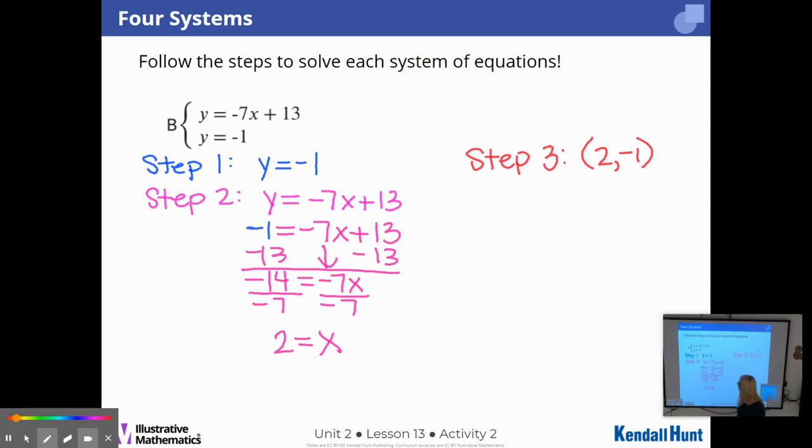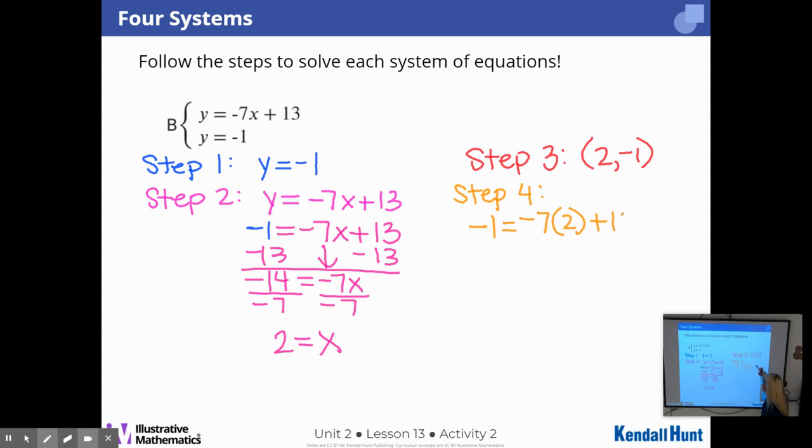All right. And so let's check that to make sure that it works. So step 4. Well, if I put -1 in for y, -1 is equal to -1, so that works. So let's put it into the other one. So we would have -1 equals -7 times 2 plus 13. -7 times 2 is -14 plus 13. So -1 is equal to -1. So it checks out for us.